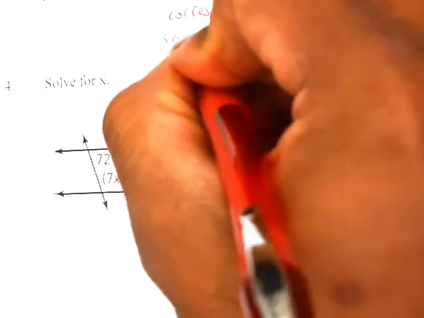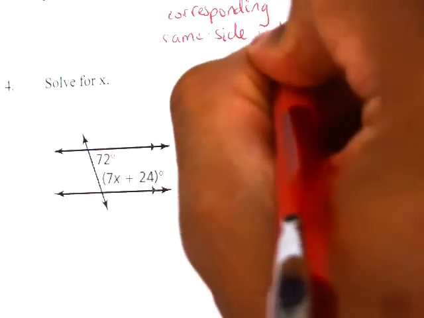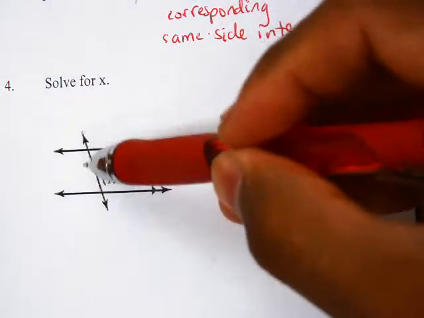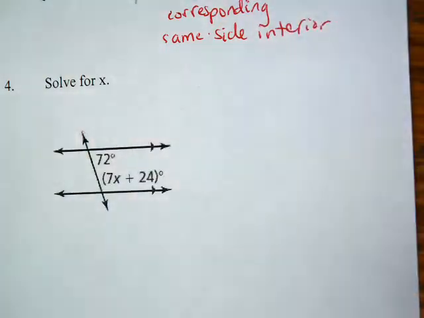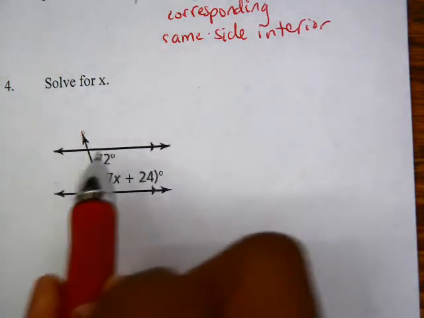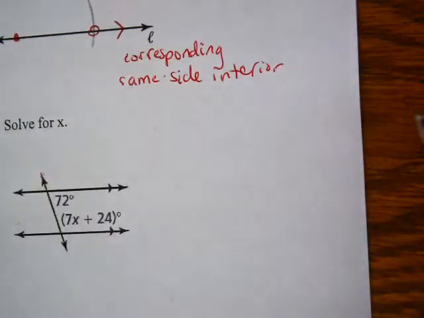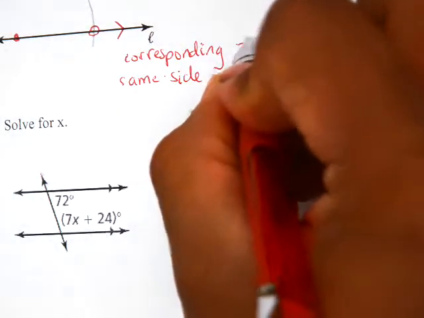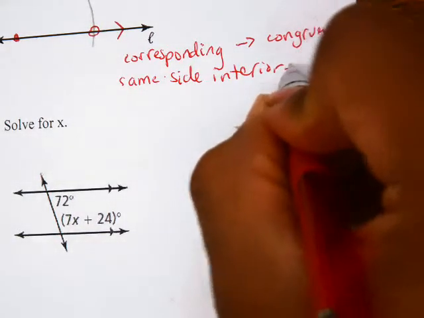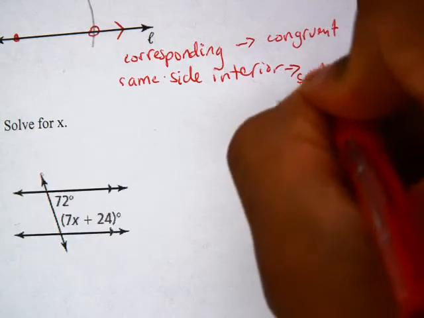So like here and here would be corresponding because they're both in the top left. Same side interior is another option. Same side interior means they are on the same side of the transversal, so either to the left or to the right of the transversal. Interior means between the 2 lines, the 2 parallel lines in this case. So these are in fact same side interior angles. Corresponding angles, if lines are parallel, we should know that they are congruent. Same side interior angles, if your lines are parallel, we need to know they are supplementary.